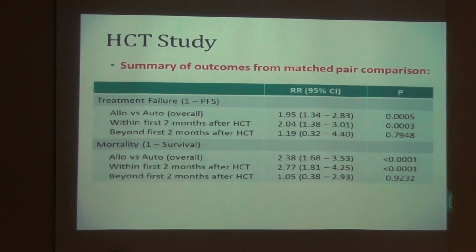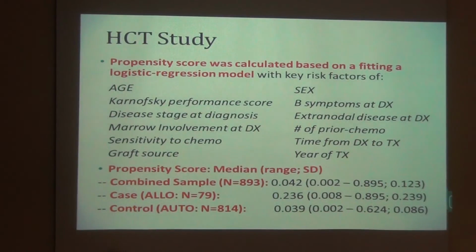Not necessarily. See here. The cases range from here. So many subjects are about 0.226, you know, 0.2. Here the control is low, but still many of them go up to 0.86. So there's overlap. If there's no overlap, forget it. You cannot do it.